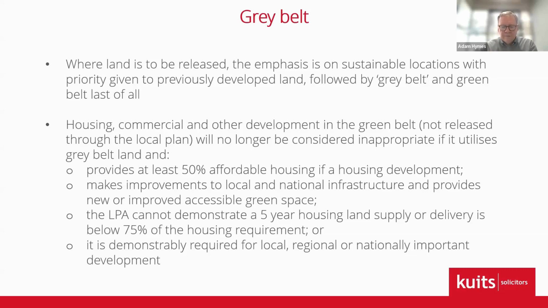And just within that, housing, commercial and other development in the green belt, which is not released through the local plan, will no longer be considered inappropriate if it utilises the grey belt land, and it provides at least 50% affordable housing where it's residential development, if it makes improvements to the national infrastructure and provides new accessible green space. Interestingly, this applies where the LPA cannot demonstrate a 5-year housing land supply, which is, I think it's fair to say, the case for many, many local authorities, or delivery is below 75% of the housing requirement in the relevant authority, or that the land is demonstrably required for local, regional or nationally important development.